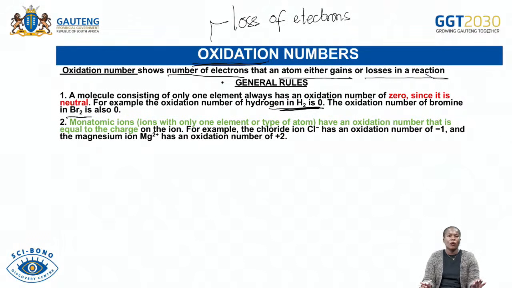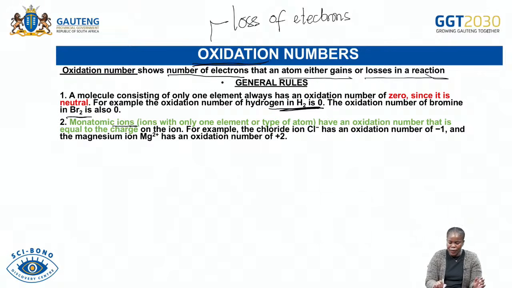Okay, now moving right along to rule number 2: monoatomic ions. Remember the word mono? Mono means one. These are ions with only one element or type of atom. They have an oxidation number that is equal to the charge, because they are ions. Remember, ions can be positive or negative. Positive ions we call cations, and negatively charged ions we call anions. So for a monoatomic ion, the oxidation number is equal to the charge.